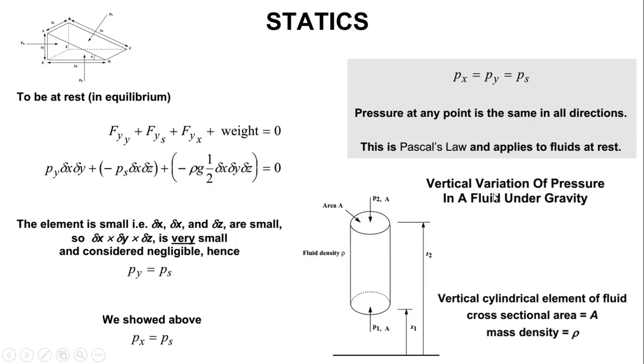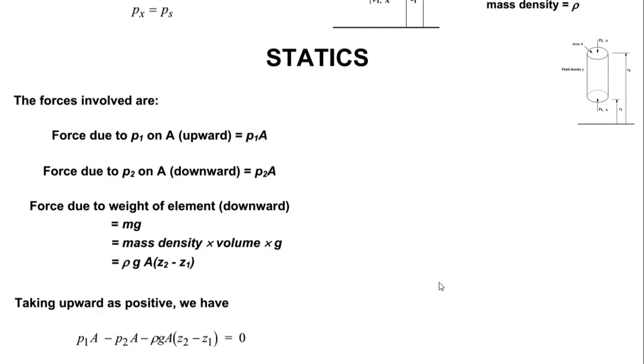So for example, we want to find out how pressure is distributed vertically. In this case, we have a cylinder raised at heights of Z2 and Z1. Z2 is from the ground up to the upper top. Z1 is from the floor surface up to the bottom part of the cylinder. And we want to find out how pressure is going to vary in a vertical orientation of this cylinder.